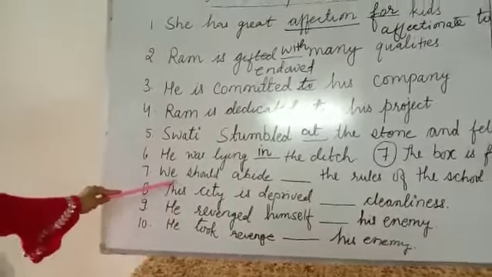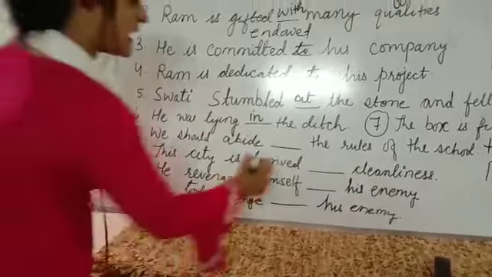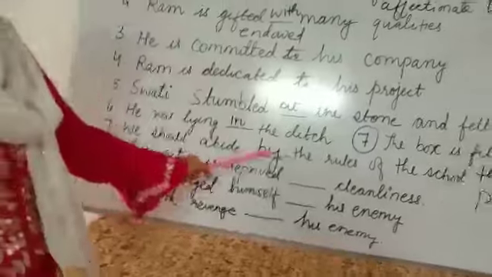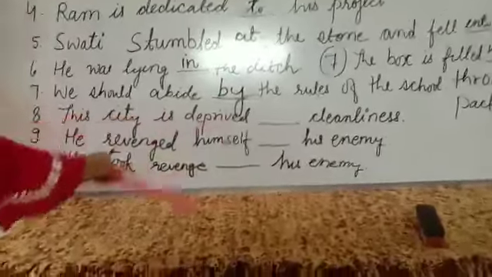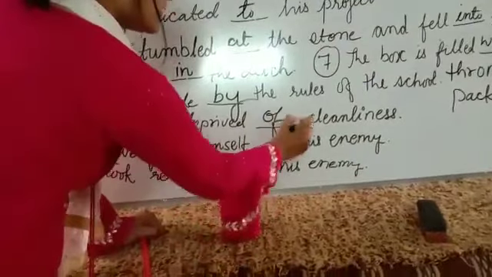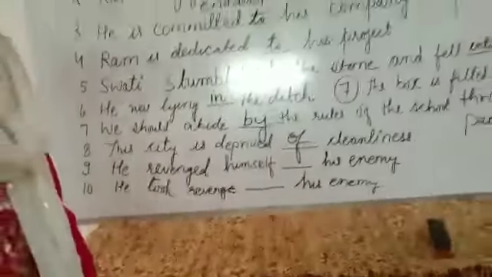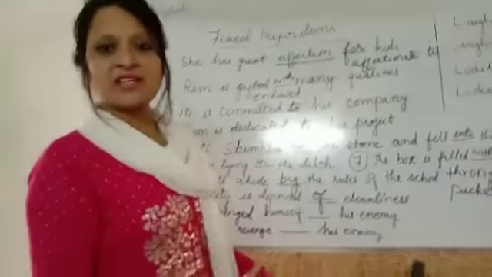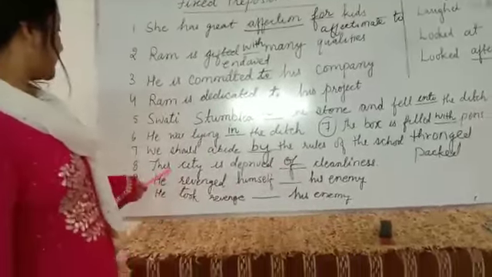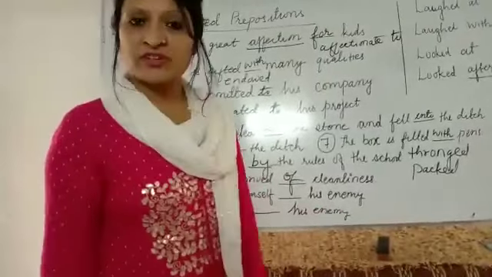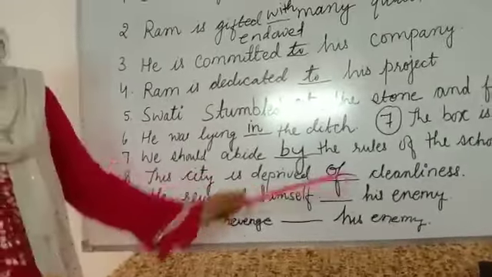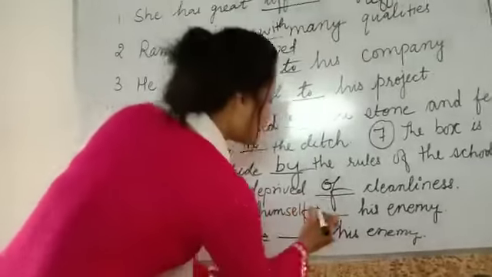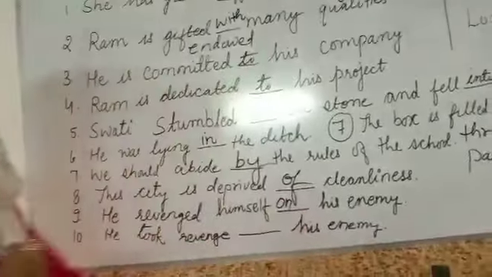Next is, we should abide by the rules of the school. Abide के साथ भी हम हमेशा by का यूज करते हैं. Then, the city is deprived of cleanliness. City में क्या है? कमी है. किस चीज की? Cleanliness की. This city is deprived of cleanliness. Next, he revenged himself his enemy. He revenged himself on his enemy.